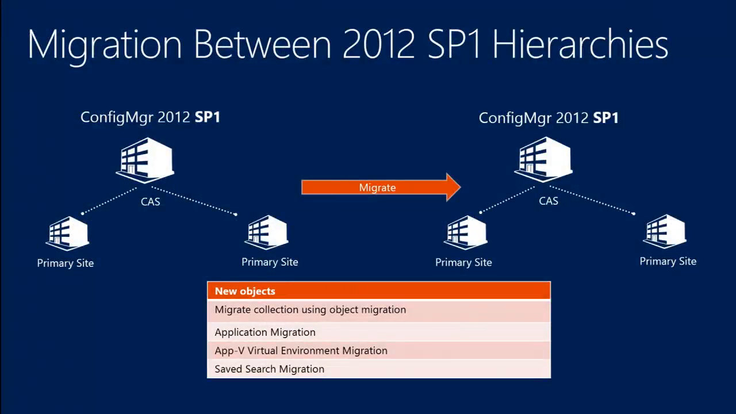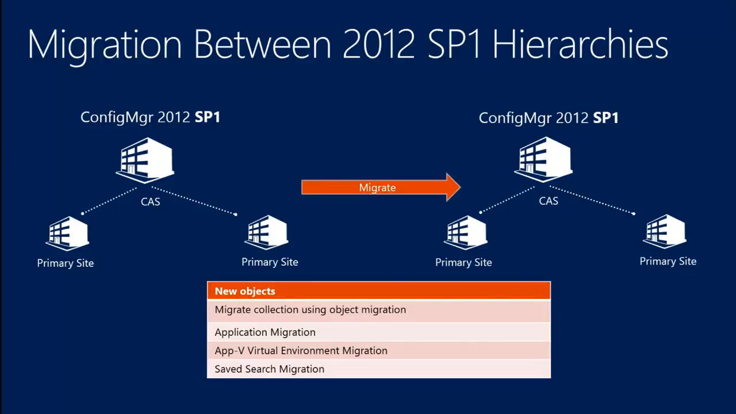So I mentioned before the mergers and acquisition case. We're now pointing to the migration scenario as the way to address that. Now, in 2012, we did not have a direct upgrade from 2007. And the scope of migration in that product was specifically about migrating from the old 2007 hierarchy the objects and entities that were important from 2007 into 2012.